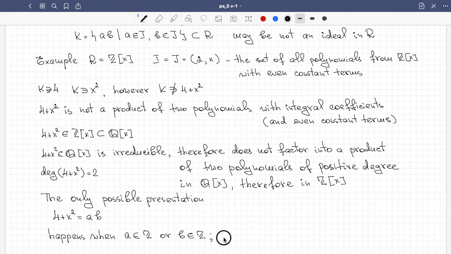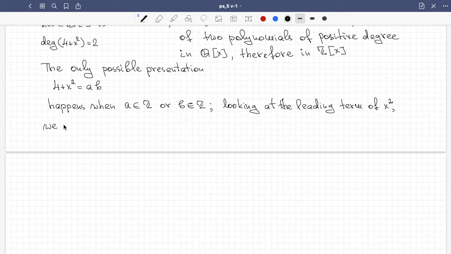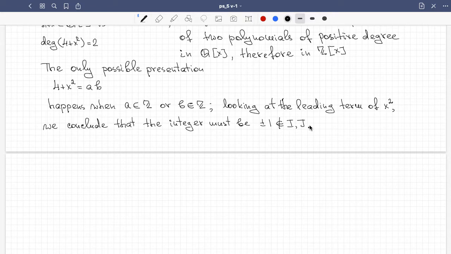so looking at the leading term of x squared, we conclude that the integer must be plus or minus 1, which is not an element of I and J. So there is no factorization.